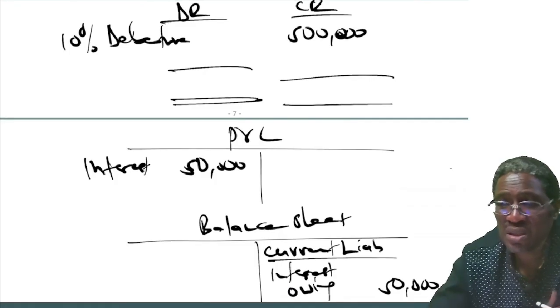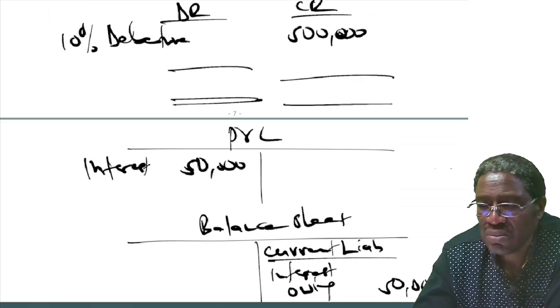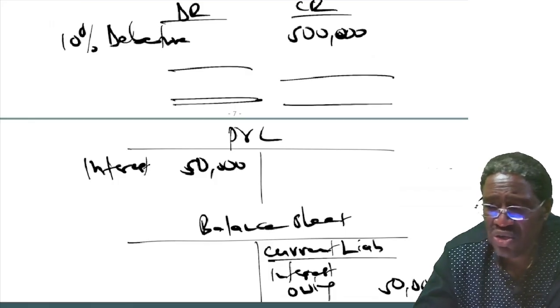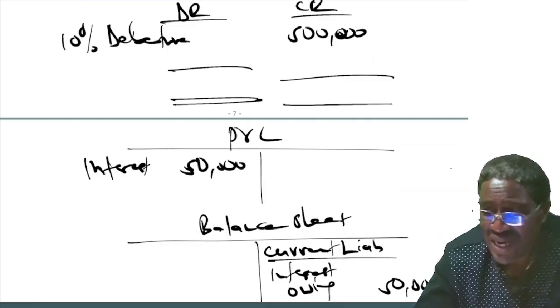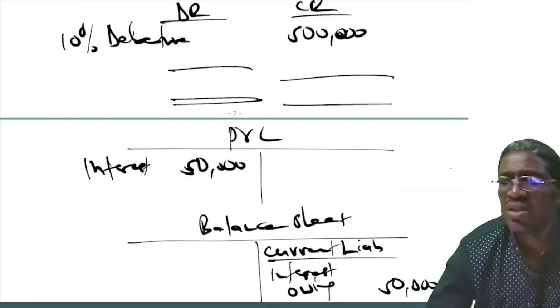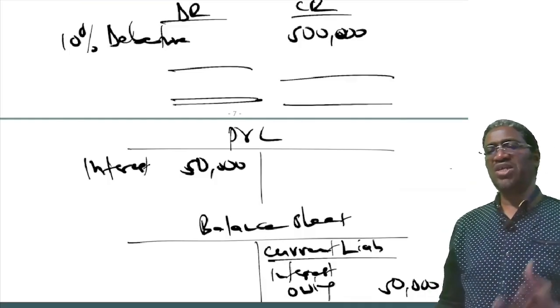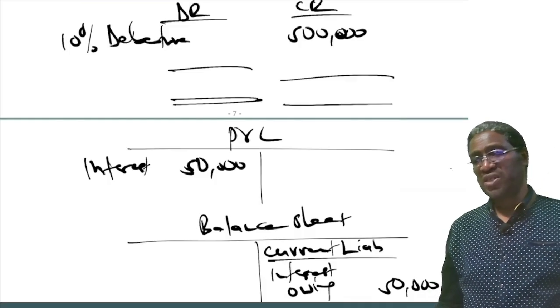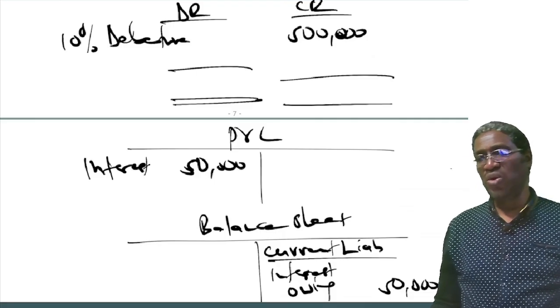You charge interest of 50. And again, below that, you show like you are preparing the balance sheet, and among the current liabilities, you have a debenture interest owing, or just interest owing, of 50. You have debenture interest owing of 50.